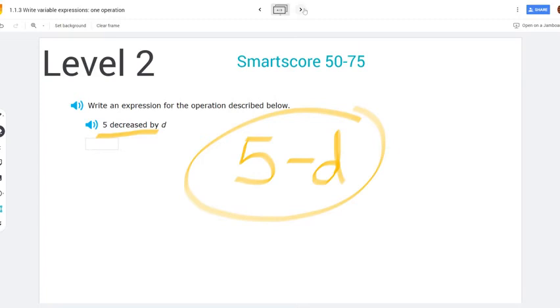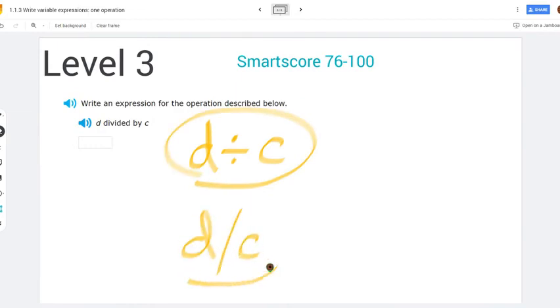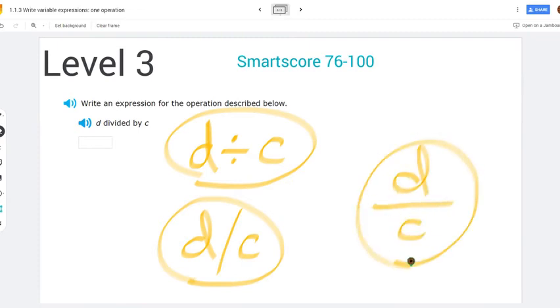All right. Level 3, this will get you to the 80 level, and actually this will carry you all the way up to 100 if you kept going. So d divided by c. We kind of had one like this before, except now we have 2 variables. And again, there's lots of ways to write division. d divided by c, that one would be acceptable. d slash c, and d over c, right?